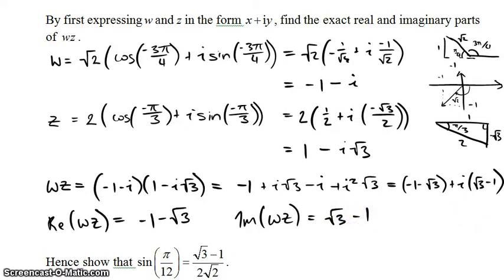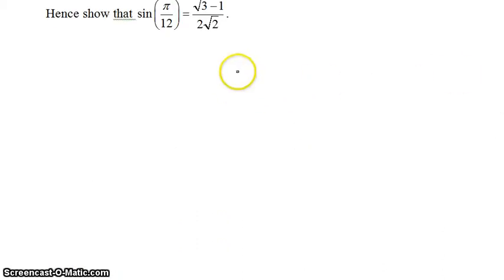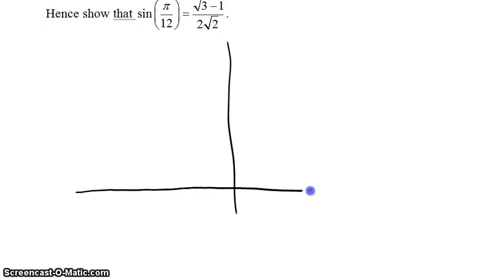Hence show that sine pi upon 12 is equal to root 3 minus 1 over 2 root 2. Well, we need to do this with the aid of our Argand diagram. So if I draw this Argand diagram out, which I haven't done very neatly, I'm sorry, not that easy on a computer, I'm afraid. This is the imaginary part, this is the real part.